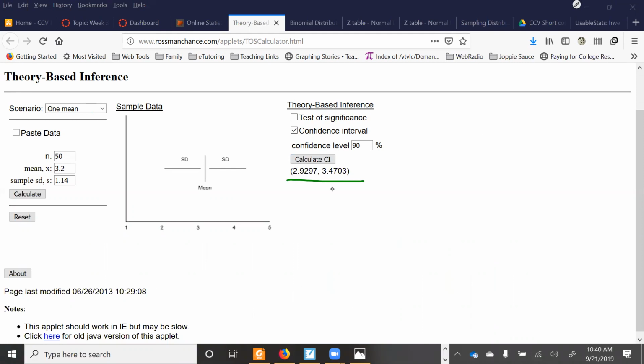So you just got to make sure you set up your sample size, get your mean. This is your sample standard deviation, not the standard deviation for the sampling distribution, or we also wrote that if we were given the population standard deviation. Change your level of confidence, make sure you have confidence levels checked, and then that's your result. And then you can just translate that into your statement.